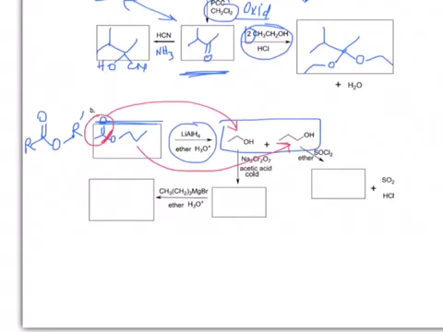Alternatively, another option for this would be if you start with propyl group and ethyl group here. So in that case, you will get ethanol again, and this part is going to give you the propanol. So two possible answers for this are propyl acetate and ethyl propanoate, one or the other.